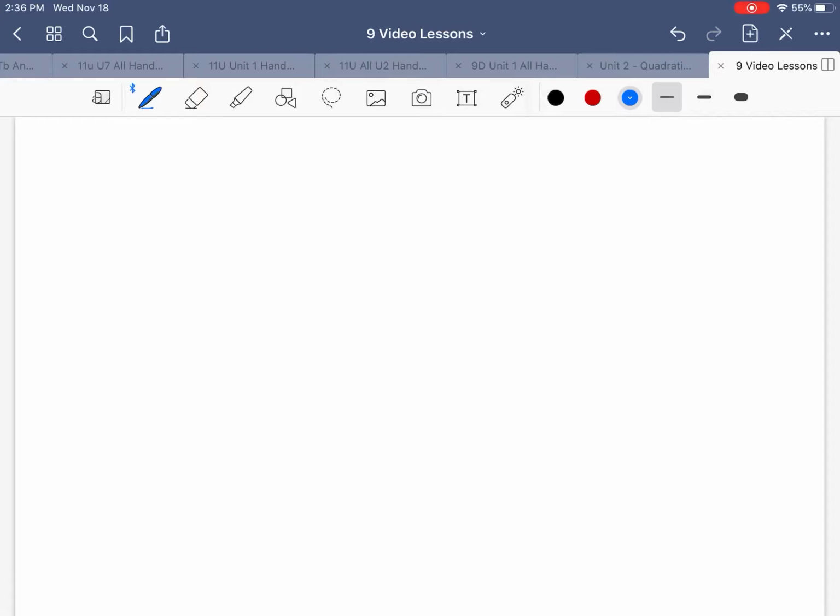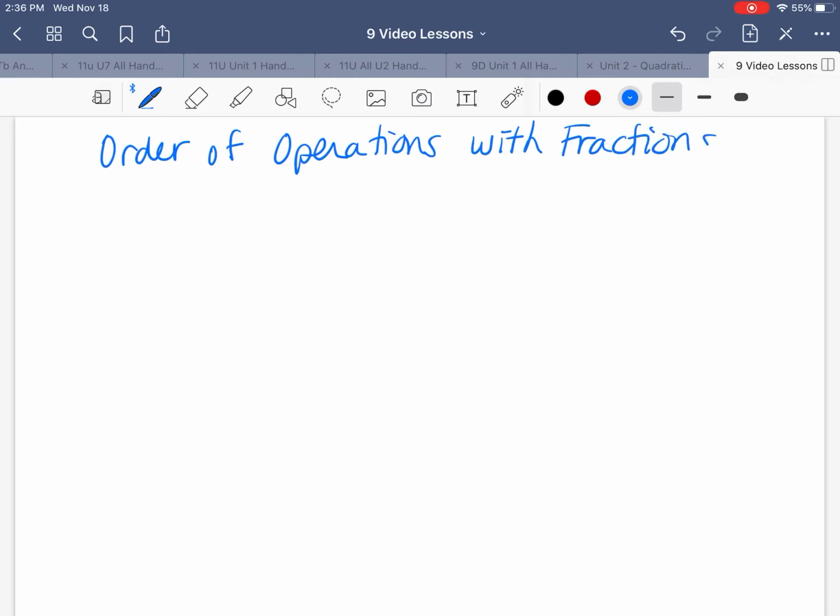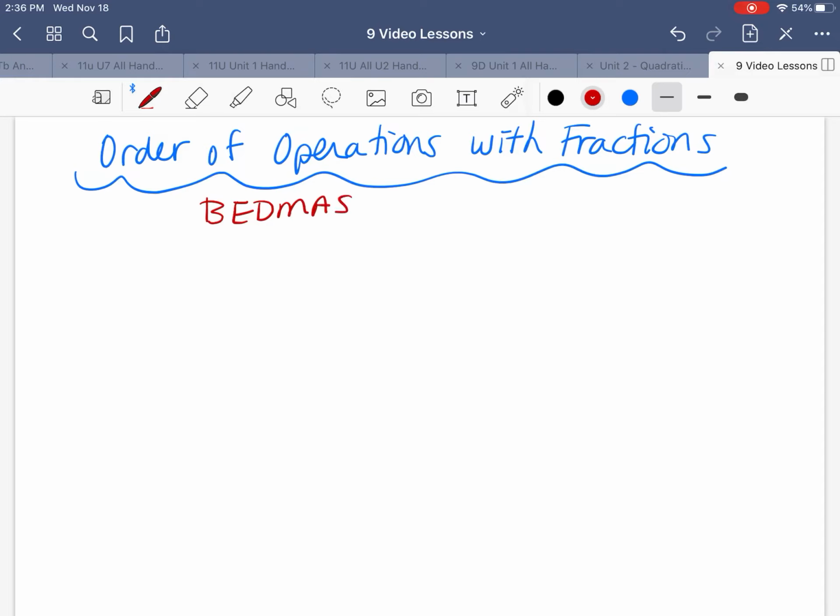Let's do some order of operation examples, but with fractions. And when we are doing these examples, remember we are following BEDMAS. And you're always following BEDMAS, so I'll just put always with an exclamation point here. You should always be following BEDMAS.